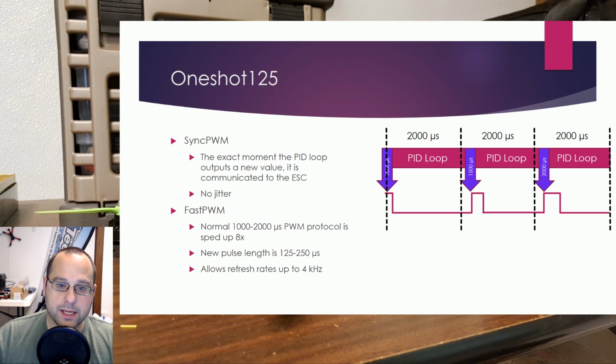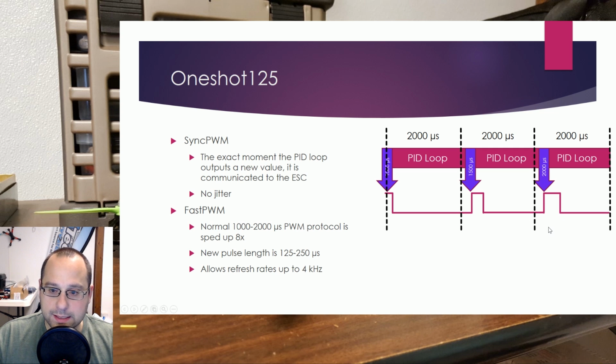So if we take a look at the example here, we can see that the PID loop is a little bit late. Do you see how it missed the 2000 microsecond window? It doesn't matter anymore. That's just there for your reference to the previous example. As soon as the PID loop is done, it spits out the new value, boop, and the ESC reads the new value. And here, again, the PID loop is a little late. No big deal. As soon as it spits out the new value, the ESC reads it. The ESC just gets the value whenever the PID loop spits it out.